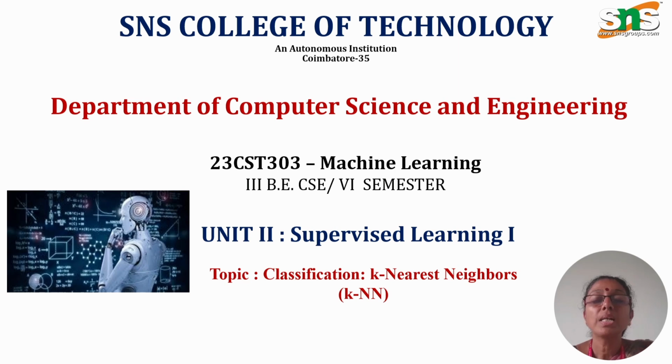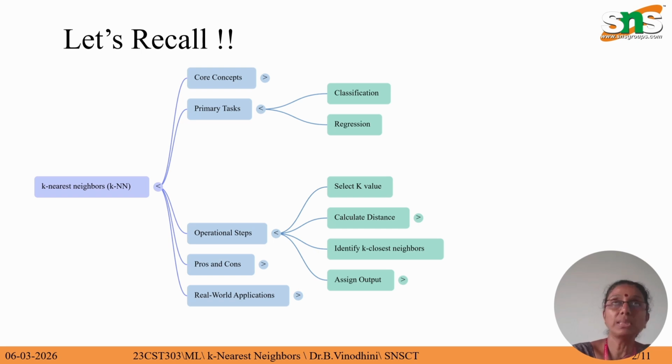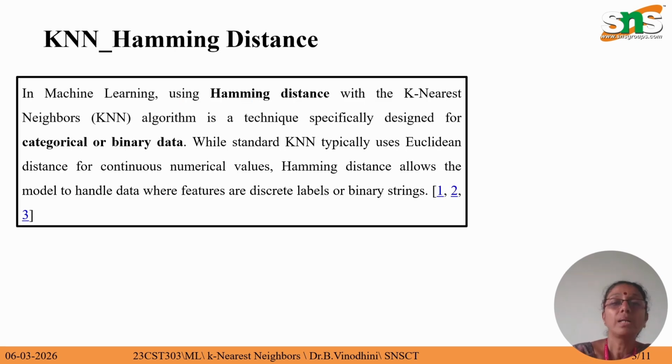Hello everyone. In this video, we are going to see the topic on k-nearest neighbors using the Hamming distance method. In the previous video, we have already seen what k-nearest neighbor is, and the flow of the method to find the class label of a new input using distance calculation methods.